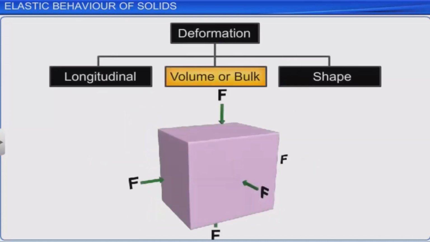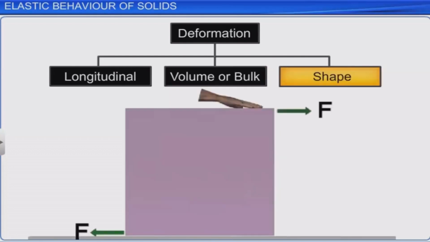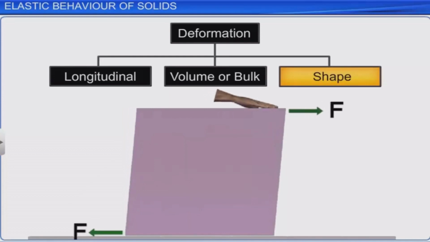If forces are uniformly applied in all directions on a body, the dimensions of the body undergo an overall change, leading to an increase or decrease in the volume of the body without altering its shape. If two equal and opposite forces act parallel to two opposite faces of a body in a tangential direction to the surfaces as shown, the shape of the body gets distorted.